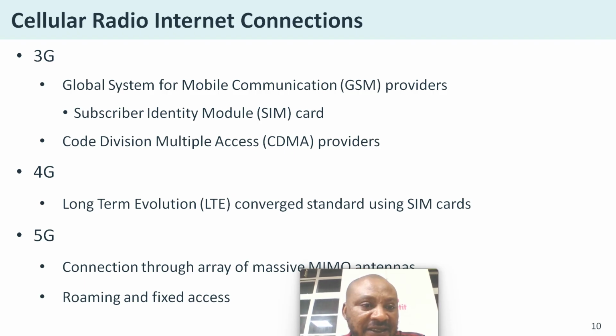Let's look at cellular radio internet connection. Cellular radio internet connection is simply your mobile telephone line, your mobile devices, which we call GSM. That is your CDMA, Code Division Multiple Access. So that's what this one means, right? You must have your SIM, and you could be using 3G, 4G, or 5G. So now a lot of people use 5G now.